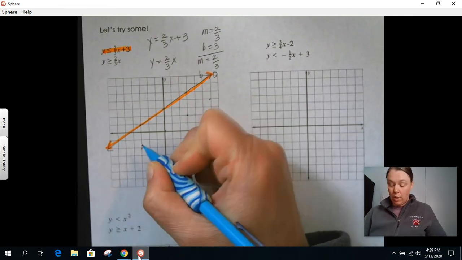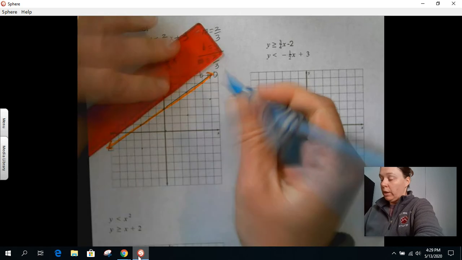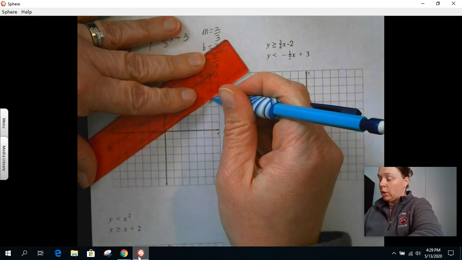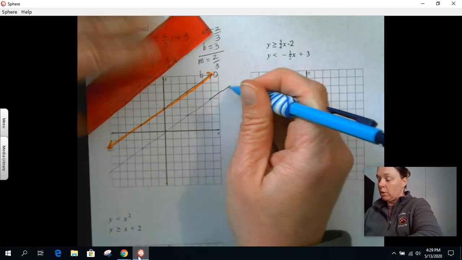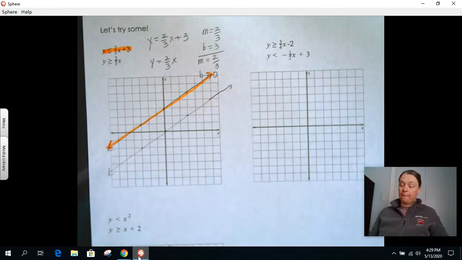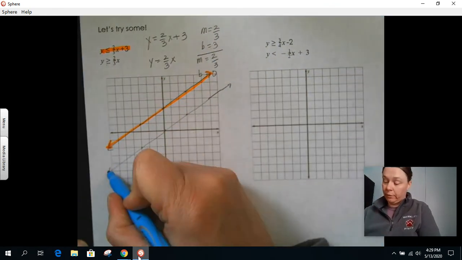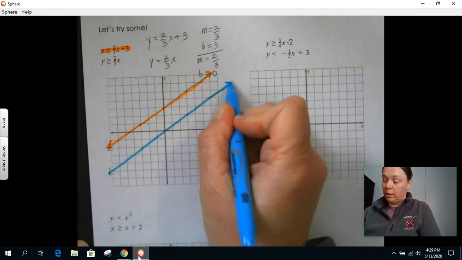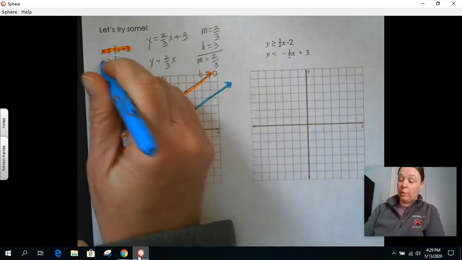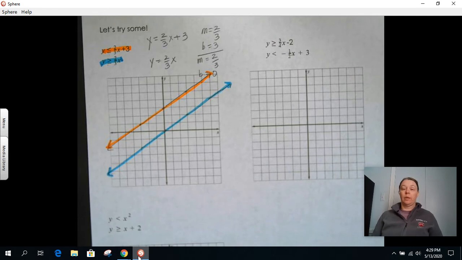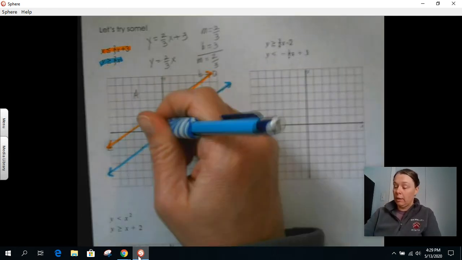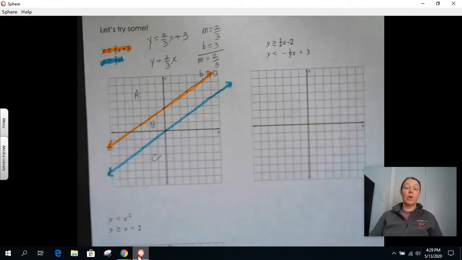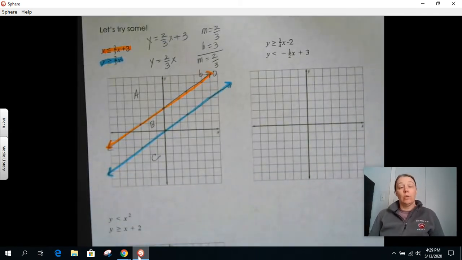So my next question for you to think about is, well, how many regions is this? My ruler is not straight anymore. It's like chipped, so I get non-straight lines. How many regions did our boundary graph split this coordinate plane into? So hopefully you're seeing that there are 3. I'm going to call them A, B, and C. Okay, 3 regions.